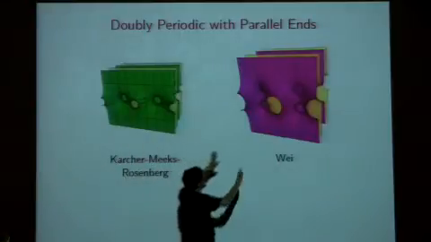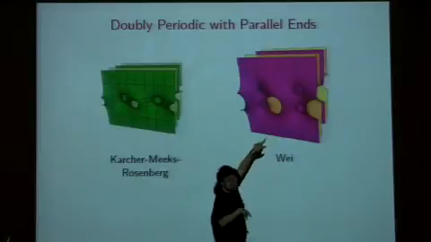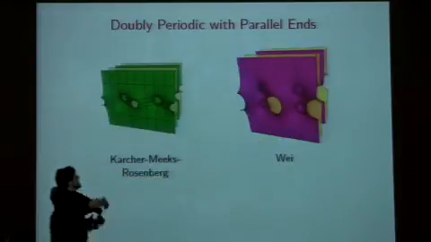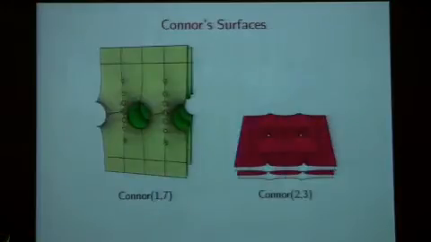The surface extends to the right, to the left, singly periodically, and also backwards into and outwards towards the screen, and the ends go up and down in both these cases. So what are the possible positions for this? And what happens is something like this. So Conner found these nice examples.